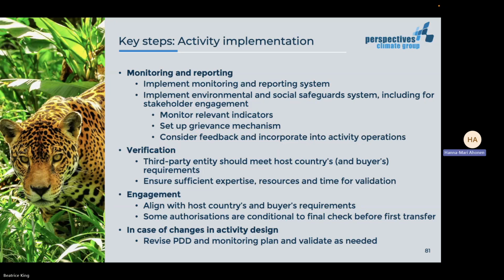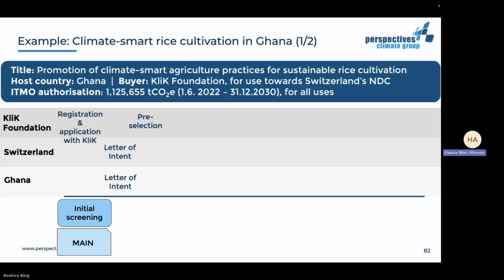And then on the next slide, if I remember correctly, there's a few slides that we put together for you. Here's an example to just say that it's possible. So this was the first project ever to receive an authorization from Ghana, and with a buyer, the Click Foundation, so an authorization also from Switzerland. Promotion of climate smart agricultural practices and rice cultivation. So here are some steps on what happened. So in the early stage, they needed to register and apply with Click. They needed a letter of intent from Switzerland and Ghana to be pre-selected by Click.